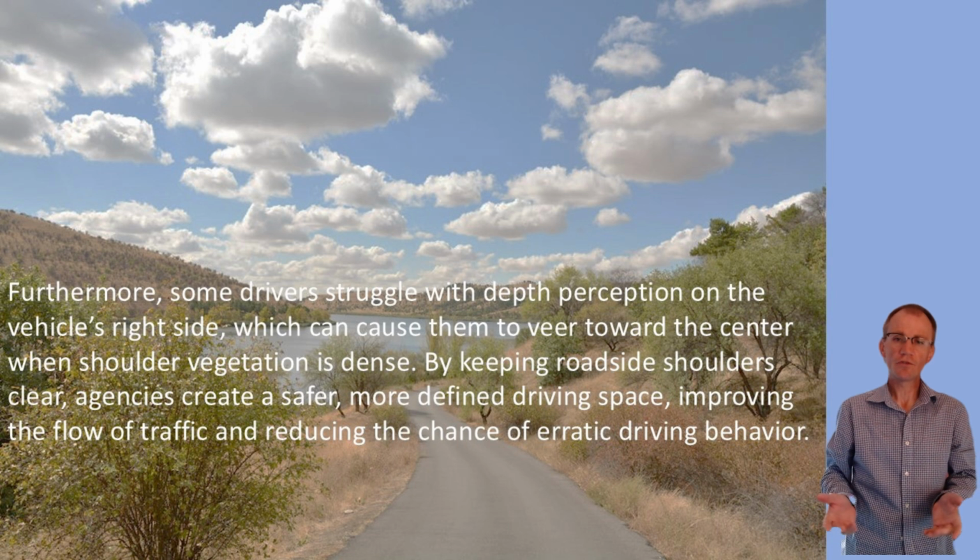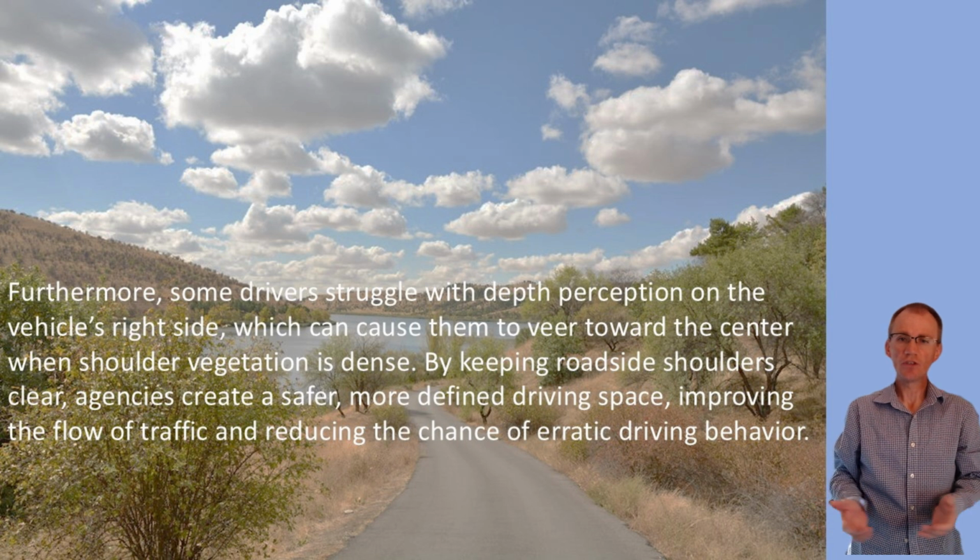Furthermore, some drivers struggle with depth perception on the vehicle's right side, which can cause them to veer toward the center when the shoulder vegetation is dense. By keeping roadside shoulders clear, agencies create a safer, more defined driving space, improving the flow of traffic and reducing the chance of erratic driving behavior.